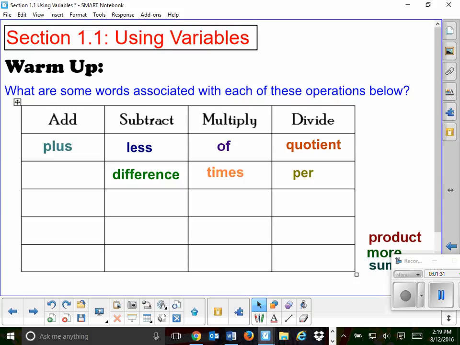Times is multiply. Those are probably easier ones. Product, most people know, is multiply. More would be adding, like 5 more than 10. You're adding. And then the last one is sum, which is also to add. So see if you have those. If you have more, we can talk about that tomorrow in class and fill in some of the blanks.